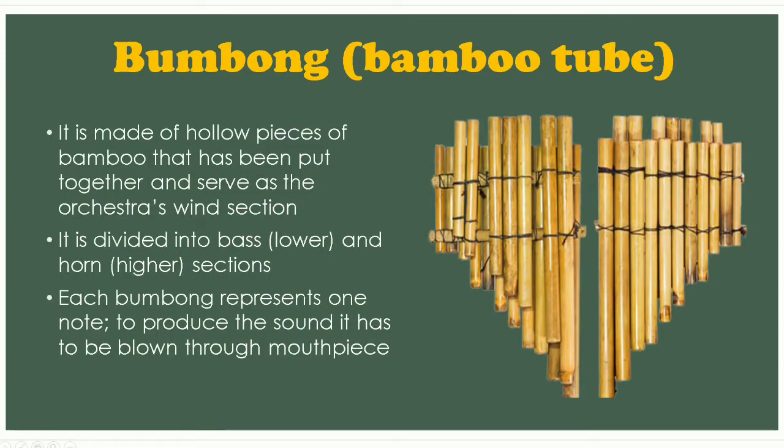Next is the bungbong, also called a bamboo tube. It is made of hollow pieces of bamboo that have been put together and serve as the orchestra's wind section. It is also divided into a bass, which is the lower, and a horn, which is the higher section. Each bungbong represents one note, and to produce the sound, it has to be blown through a mouthpiece.